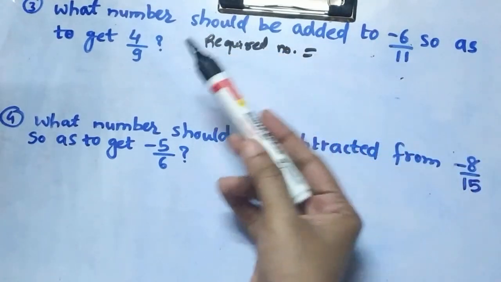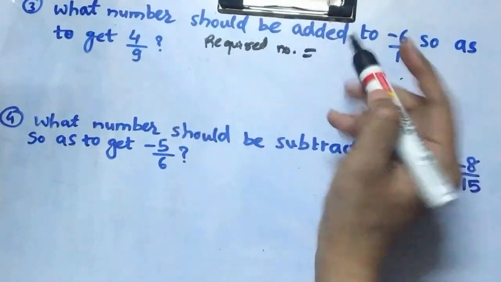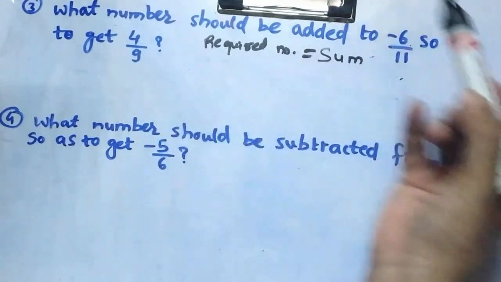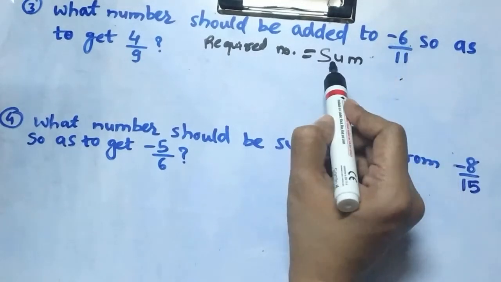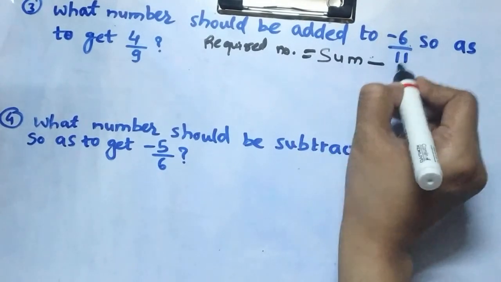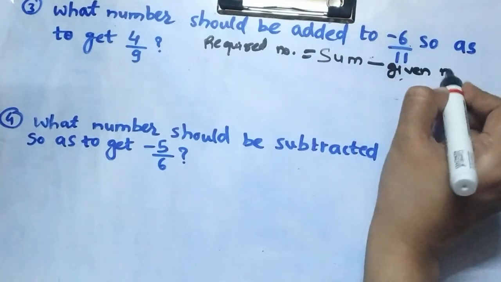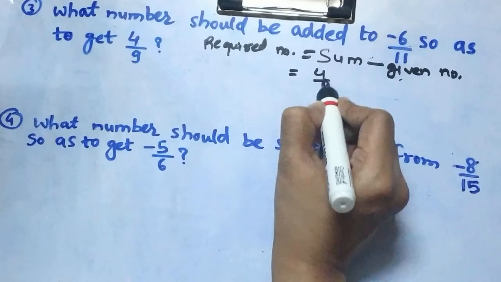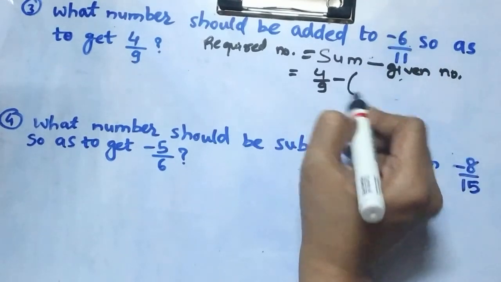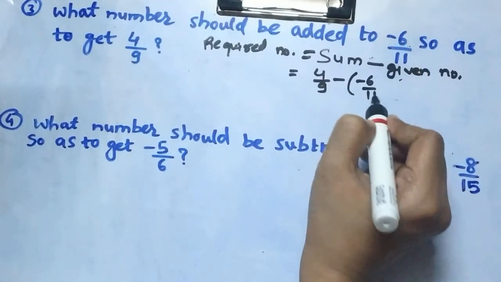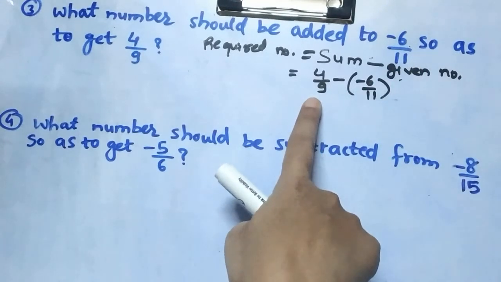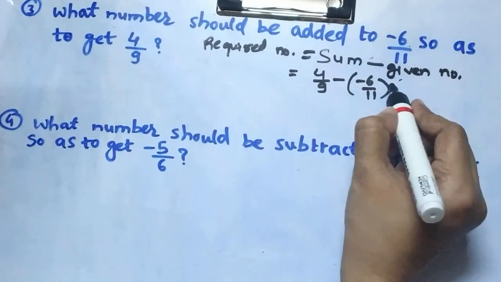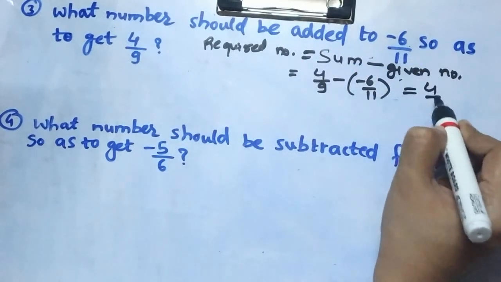So the required number is very easy to find out. First of all, concentrate on the given data. Here we have given the sum, that is 4 by 9, and one of the numbers is given. So if we subtract the given number from this sum, we can get the required number. So the sum is 4 by 9 and we need to subtract minus of 6 by 11.